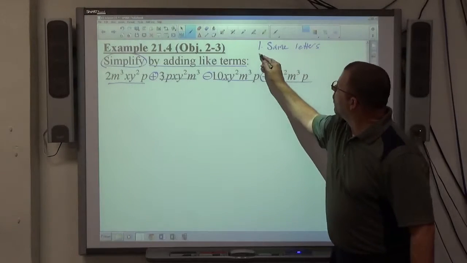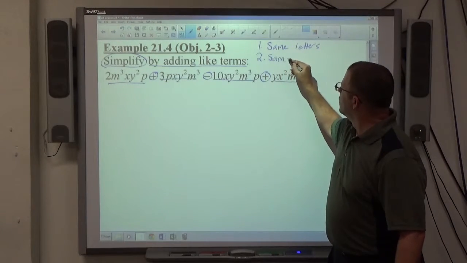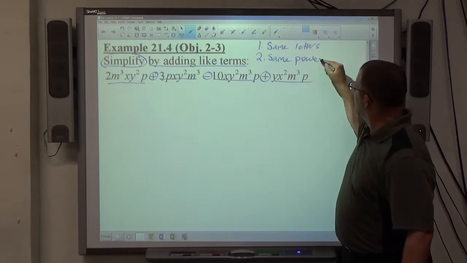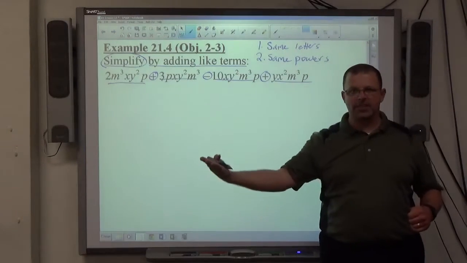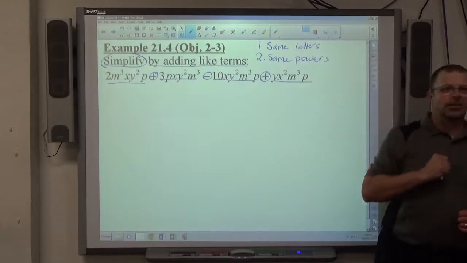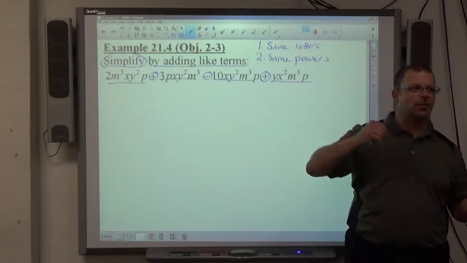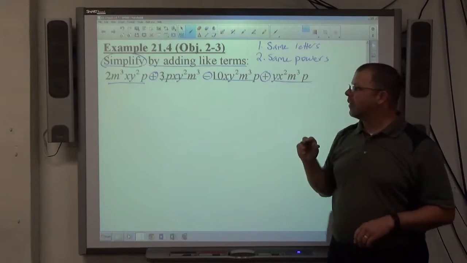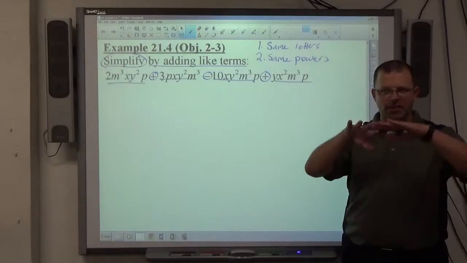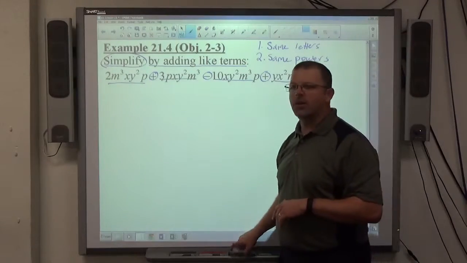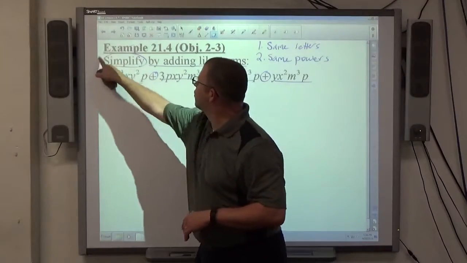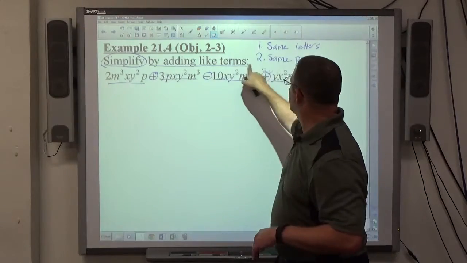Same letters. But we also have to have the same powers on the same letters. So if x is to the second power, x has to be to the second power. If y is to the third power, y has to be to the third power. The only other thing that's going to happen is going to be same location. That's when they start getting to be fraction looking. We're not going to do those today. So let's just worry about these first 2 criteria for like terms.